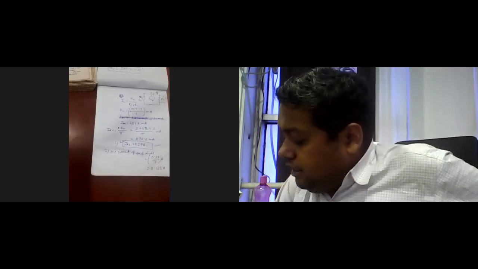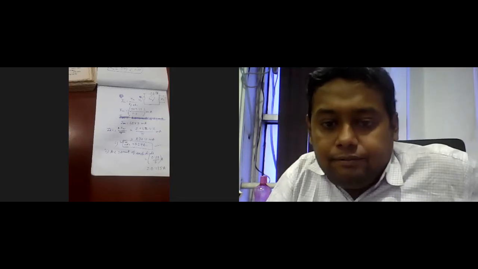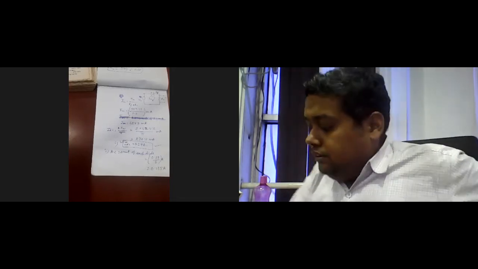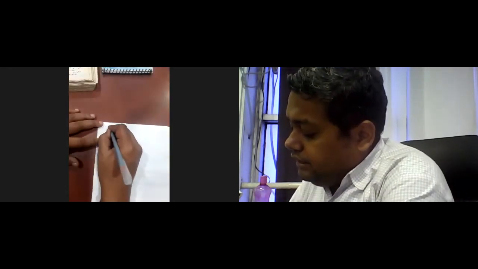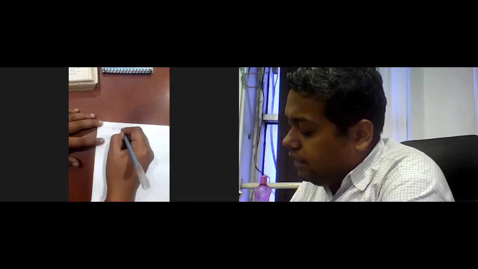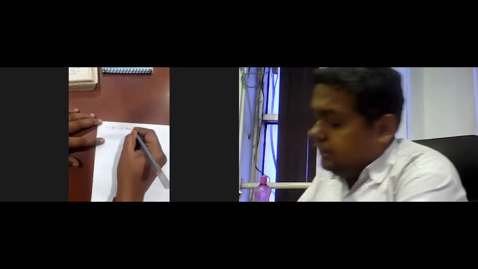0.135 ampere. This is question number 2. Question number 3: what will be the DC output power? DC output power is I square R, that is IDC square into RL.